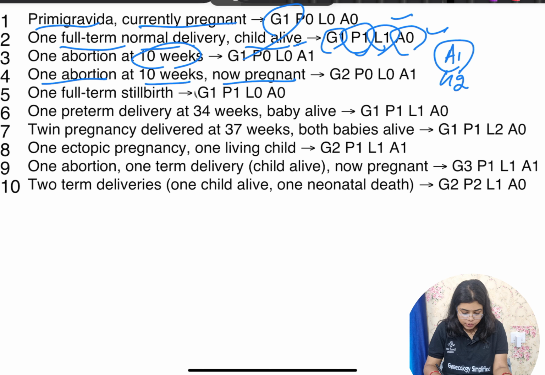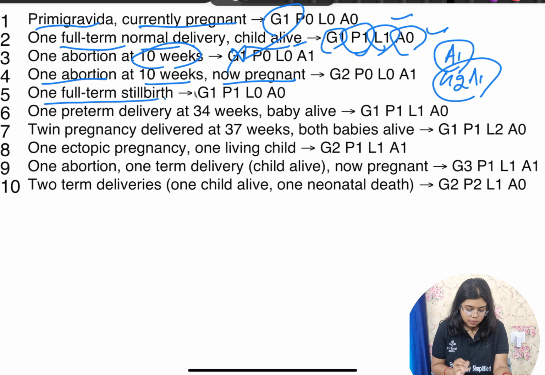Then one abortion at 10 weeks and now pregnant. As now she is pregnant, we will write G2, because we will count the previous pregnancy also, because in gravida we are counting the total number of pregnancies. So previous one abortion and this pregnancy, so gravida 2. The abortion at 10 weeks has not crossed viability, so parity is 0 and no living child. So L0 and A1. Understood.